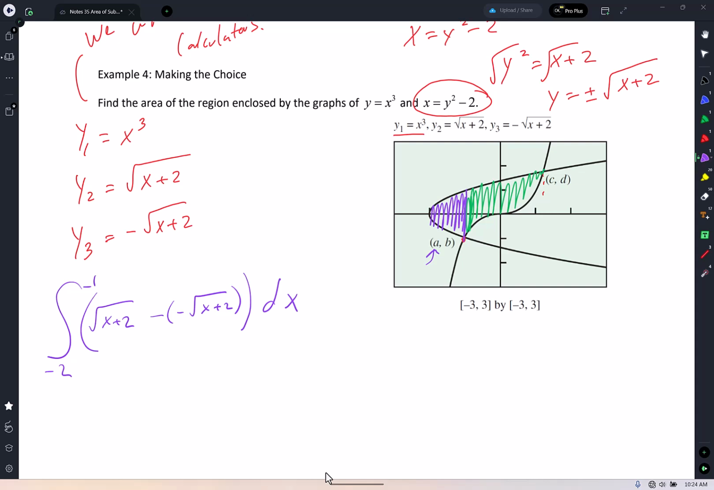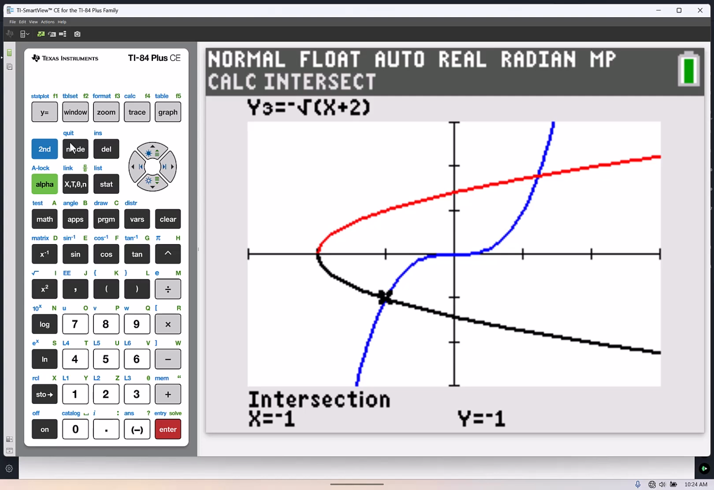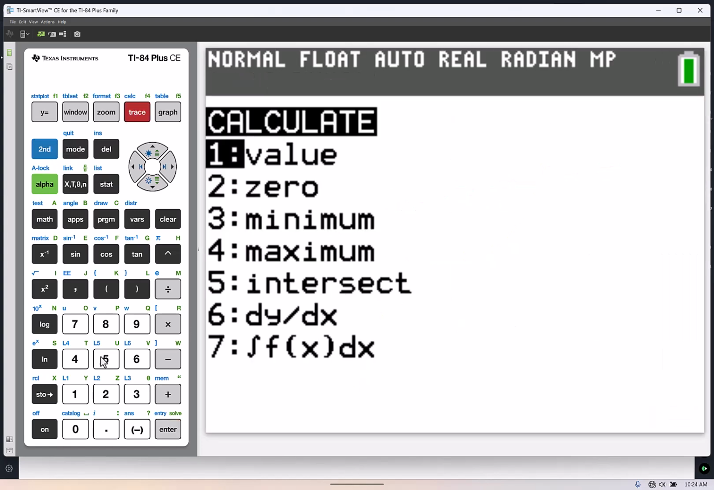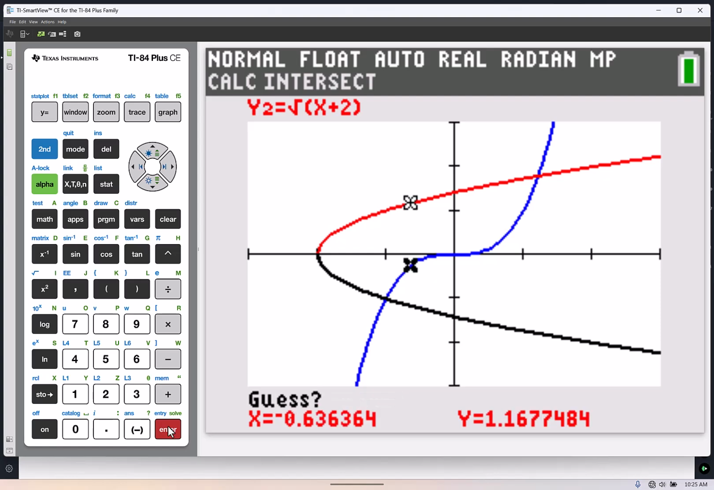I still need the green one. Here we go. I'm gonna change my marker to green. Plus where that one begins or where that one ended. So negative 1 all the way to C. All right, I need to get that intersection. So let me get it real quick. Second, is it a perfect one? Nope, it looks like it's off. Second, calculate number 5. And let me move. What curve am I on? Yep, the blue one and the red one. Yep, enter. Guess, nope.